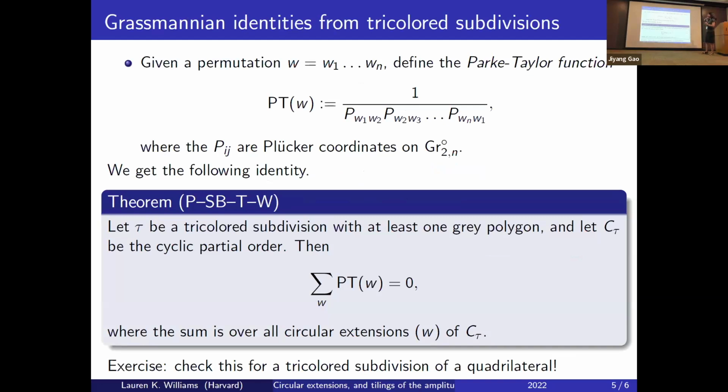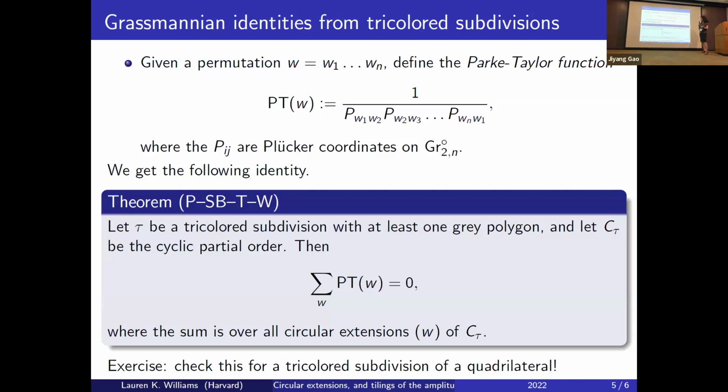We also get a Grassmannian identity from any tricolored subdivision. If you give me a permutation w, we can define a Parke-Taylor function, which is a rational function defined as 1 over a product of Plücker coordinates. These Plücker coordinates come from our particular permutation. These are Plücker coordinates on the Grassmannian of two planes in n space. And the statement is that for any tricolored subdivision with at least one gray polygon, if C_tau is the corresponding cyclic partial order, then the sum of the Parke-Taylor functions PT of w, where w ranges over all circular extensions, that sum equals 0.